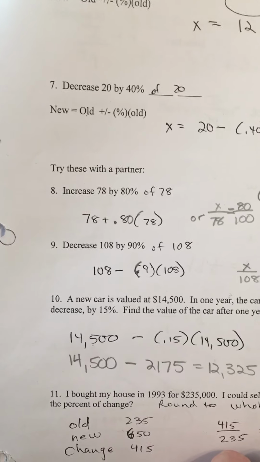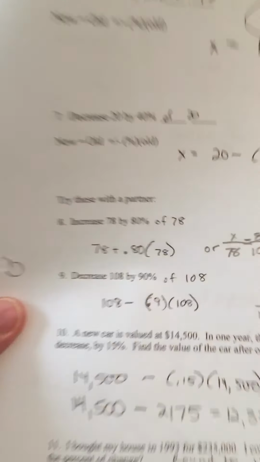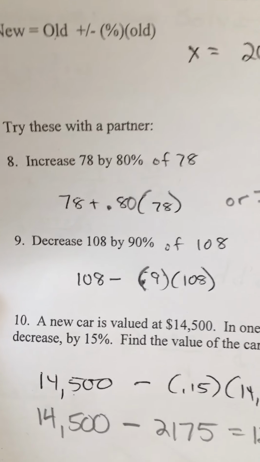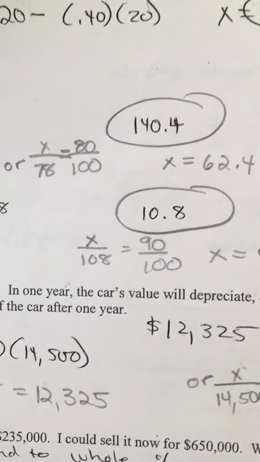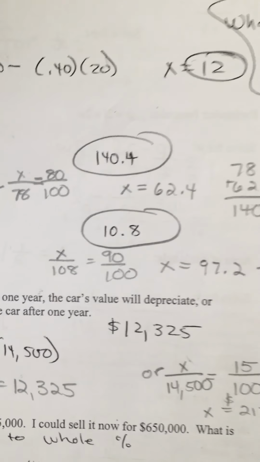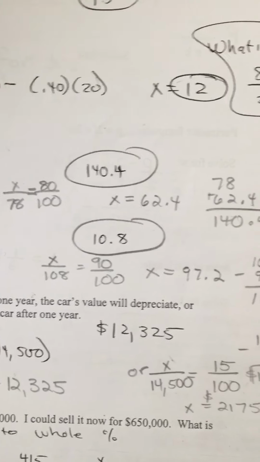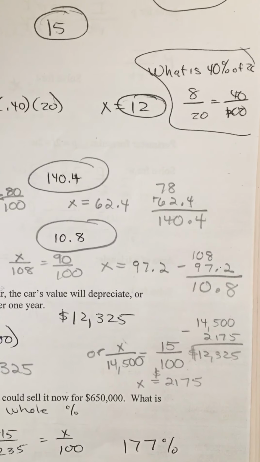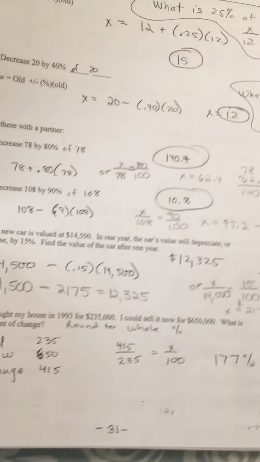Now, number 9 says decrease 108 by 90% of 108. So 108 minus 90% of 108. Or you set up a percent proportion. X over 108 equals 90 over 100. X equals 97.2. 108 minus 97.2 is 10.8.